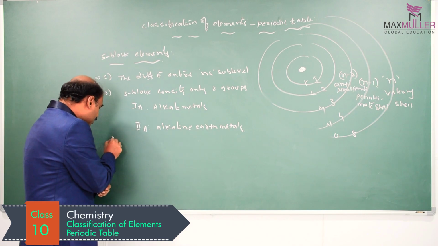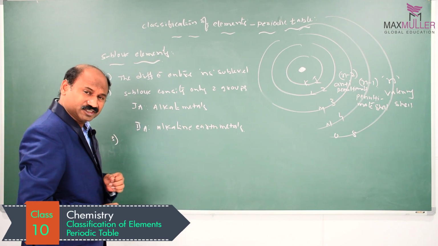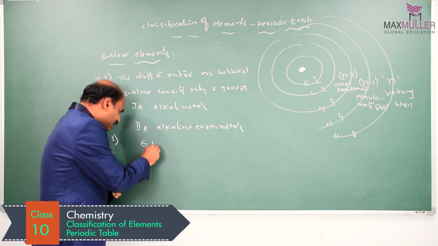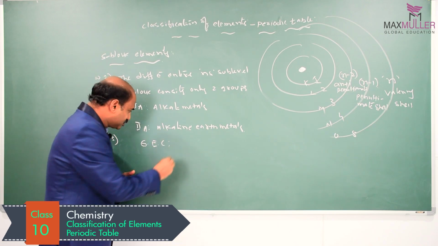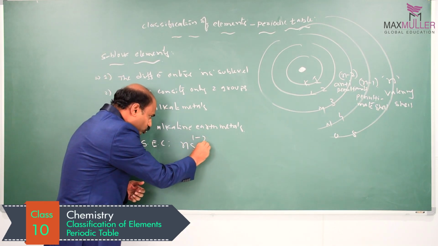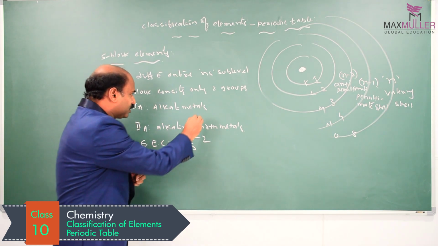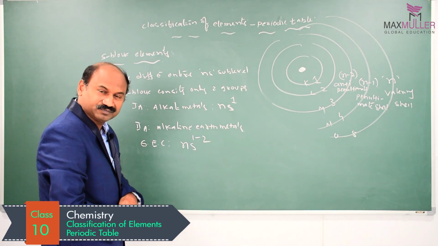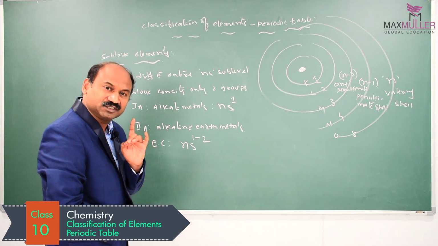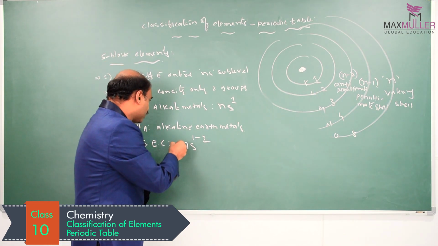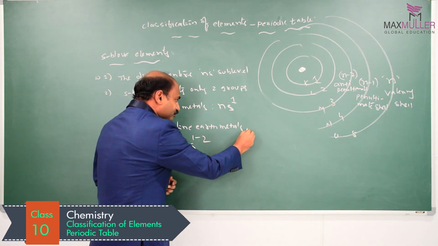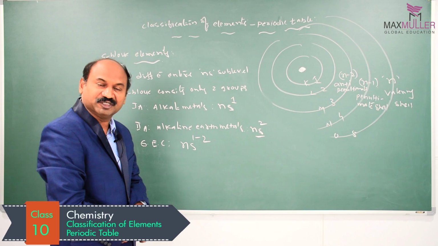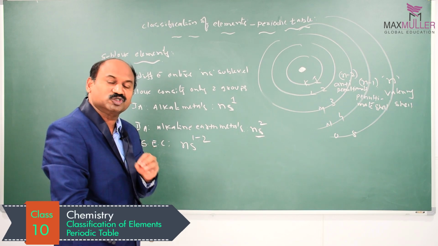Now, the general valence configuration for s block elements is ns1-2. For alkali metals, the general valence electronic configuration is ns1. That means they have 1 valence electron in their outermost shell. For alkaline earth metals, the 2A group, the general outermost shell electronic configuration is ns2. That means they have 2 electrons in their outermost shell.